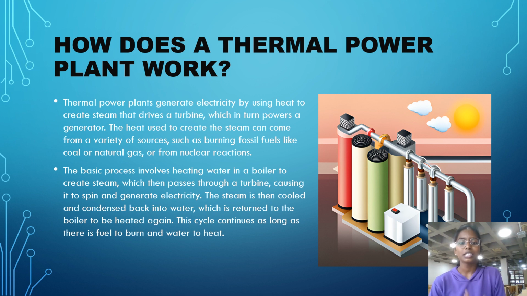Now let's talk about the steam turbine. The high pressure steam is directed into a steam turbine, a large device with a series of blades or vanes mounted on a shaft. As steam flows through the turbine, it causes the blades to rotate.